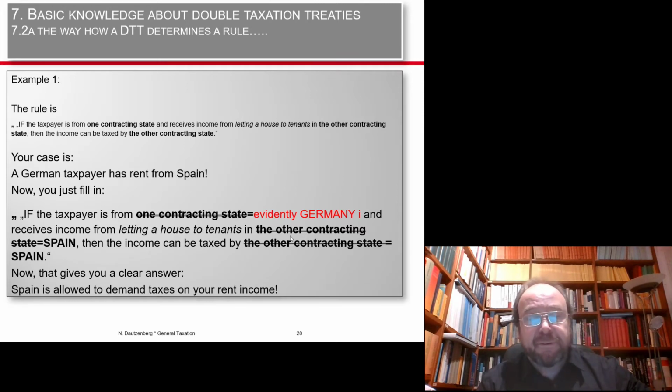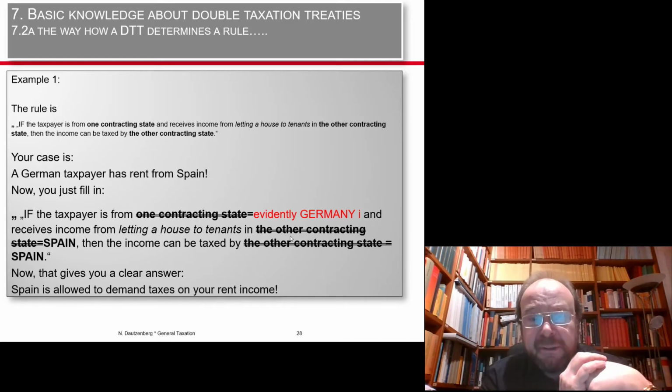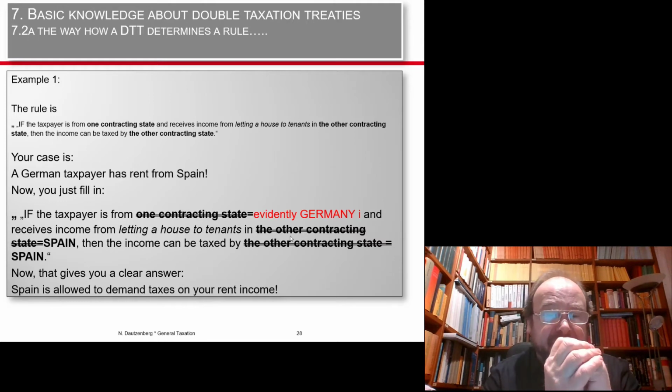If the taxpayer is from one contracting state, stop directly, immediately, and find out where is my taxpayer from? Germany. So the one state is Germany, and now wherever the one state is named, we fill in Germany because this is a variable. Letting a house to tenants in the other contracting state. Where is the damned house situated? That would be Spain. Okay.